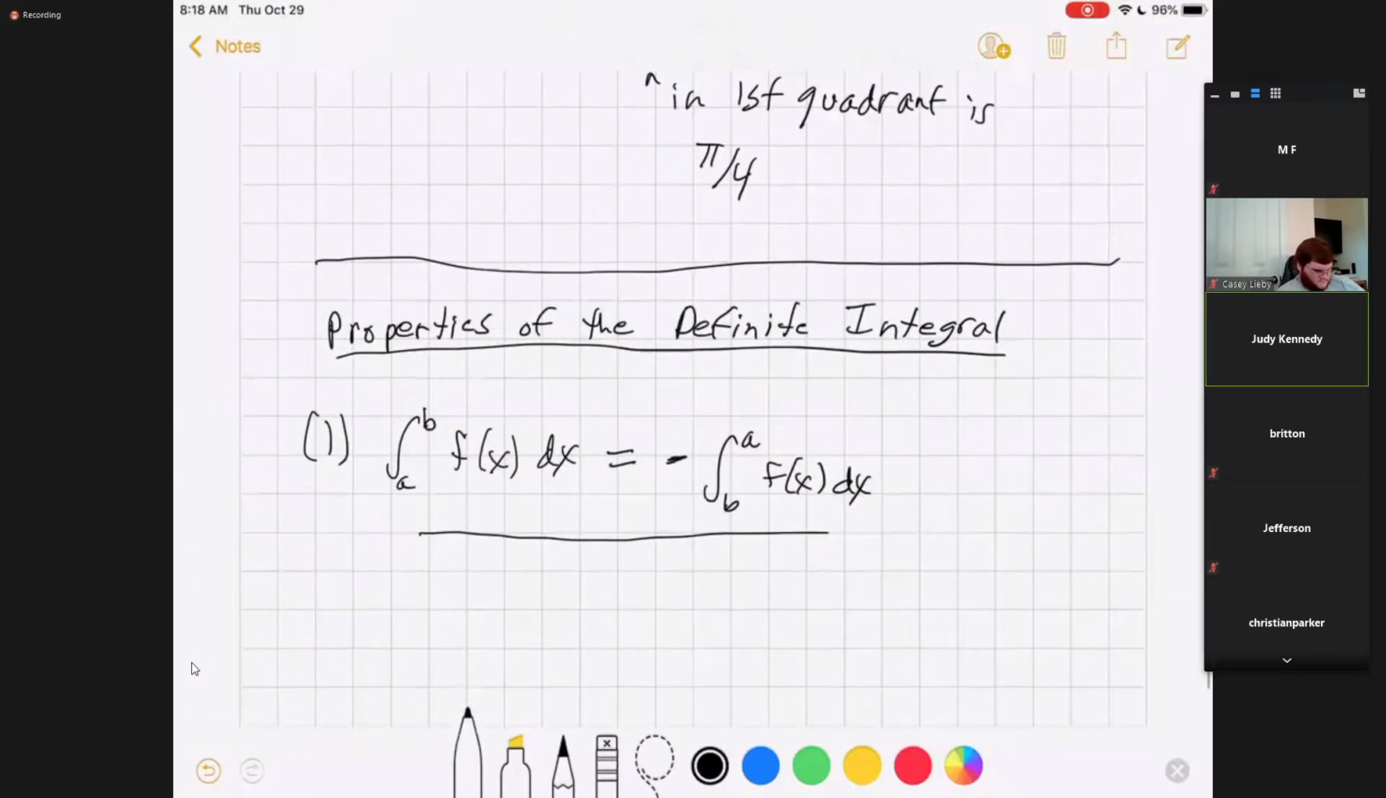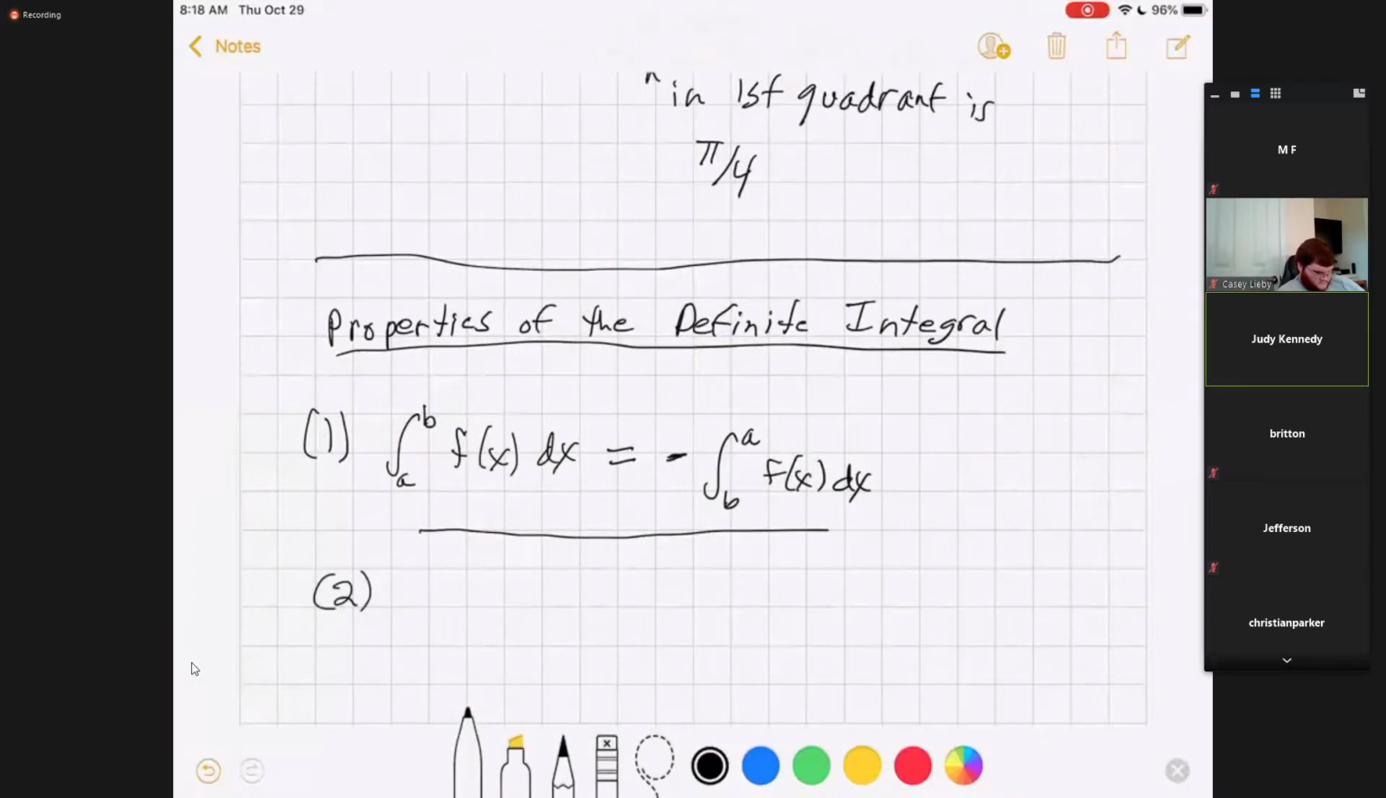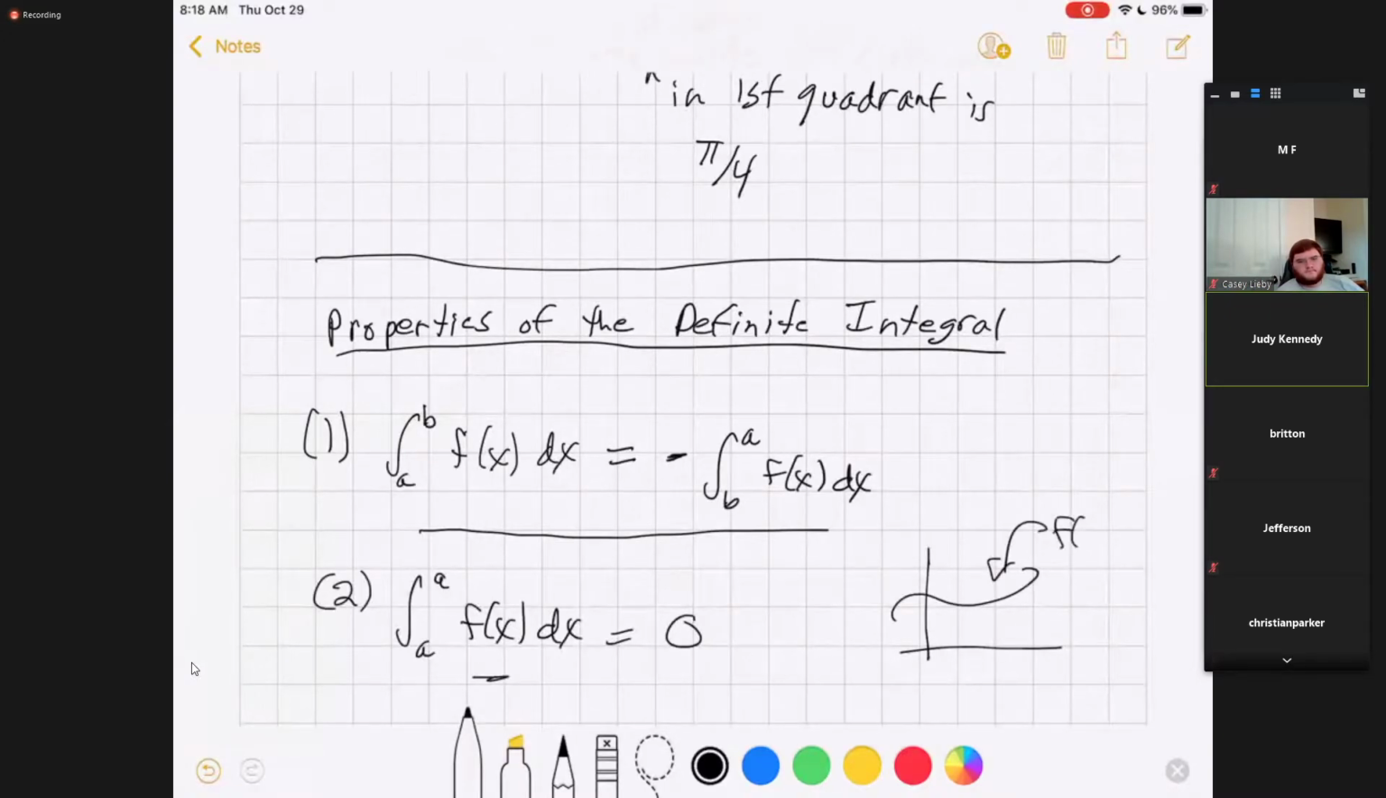Another property, the integral from a to a, so my interval consists of 1 point, is 0. And that makes sense. This is kind of like saying, if I have a function f, and I pick a number a. If I go from a to a, my interval consists of 1 point. My approximating rectangles would be vertical line segments. They have area 0. So since the area of a vertical line segment is 0, the definite integral is going to be 0.